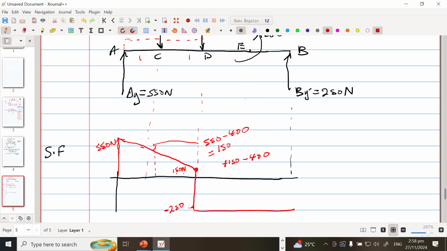But at this point, don't you have another force? A positive 250 at this point. So at B, you have 250 added to another positive 250, and you get 0. So it goes right up to this point and closes at 0. You start at 0, you close at 0. Now the area underneath this graph: this is a trapezium, and this is a rectangle. Those are your bending moments.